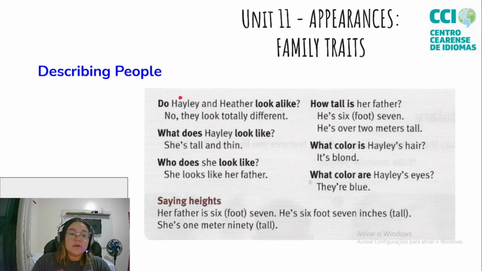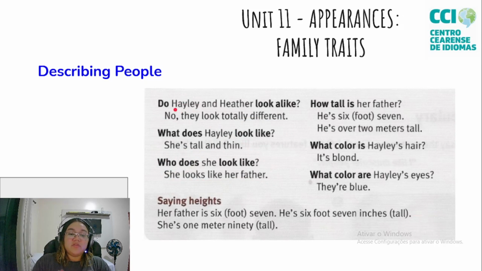Do subject and subject look alike? No, they look totally different. What does subject look like? Oh, she's tall and thin. Who does she look like? She looks like her father.